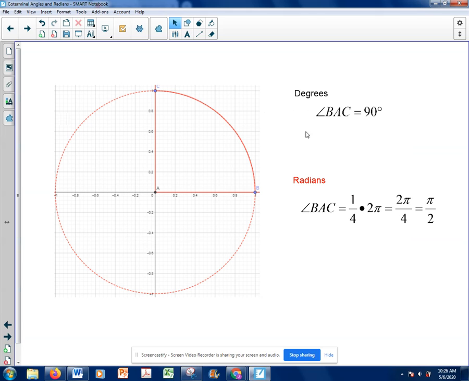So for degrees, we got BAC right here. We're just saying it goes from here to here. It didn't do a loop or anything. That's going to be 90 degrees. That's a quarter of the circle. But that means a quarter of 2 pi is 2 pi over 4, which is pi over 2. So a radian is really measuring the length of that arc. It's now a very concrete measure. It is not an arbitrary 360. It's the length of the arc in between the initial ray and the terminal ray.